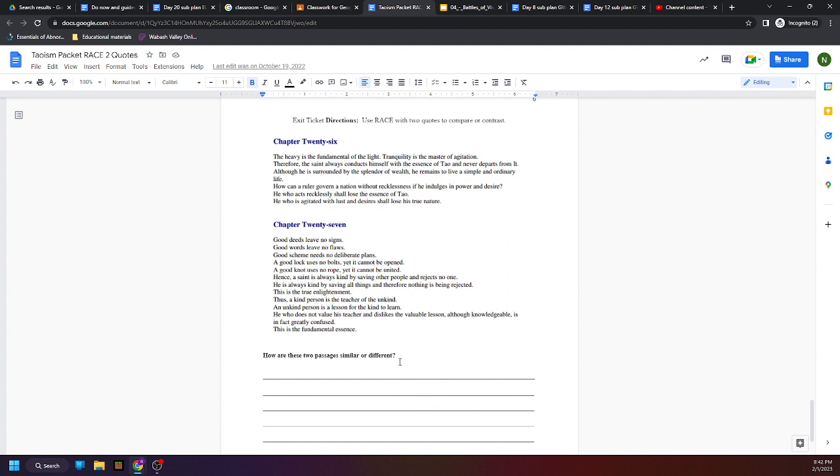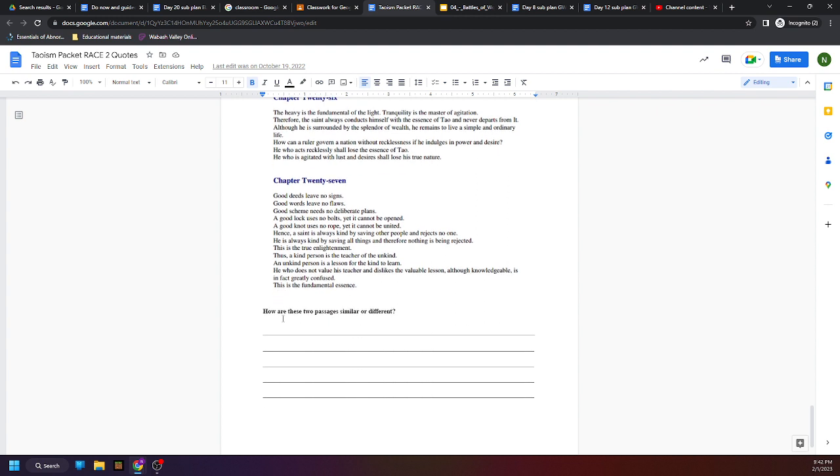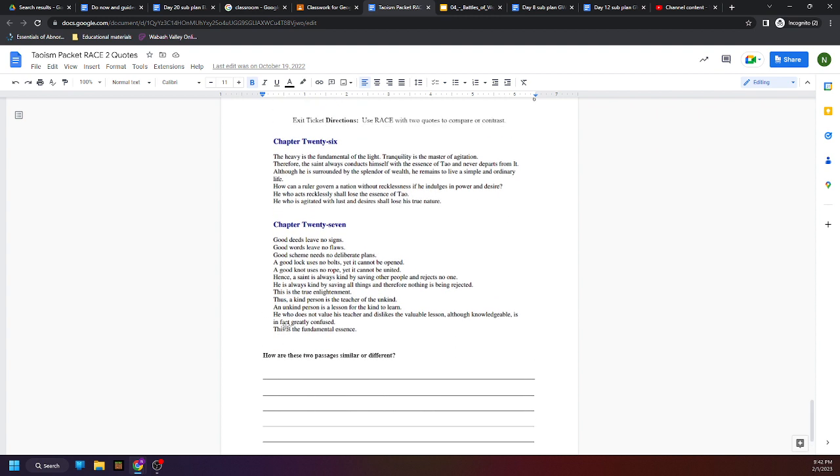And then finally, we have this exit ticket. This one's a little harder, not terribly difficult, but you're going to have to choose whether you want to compare or contrast these two paragraphs. So I want you to look and find out how they're similar or how they're different. Write me a two quote race form.